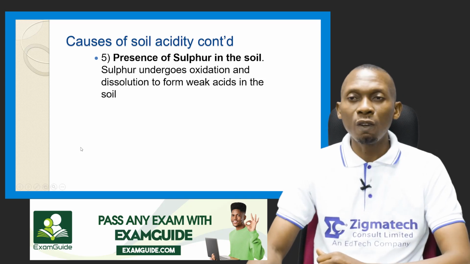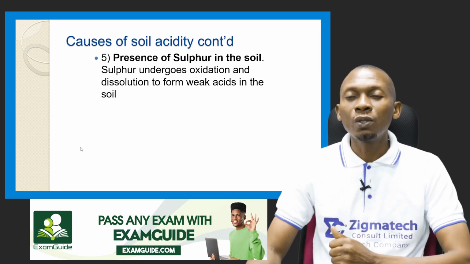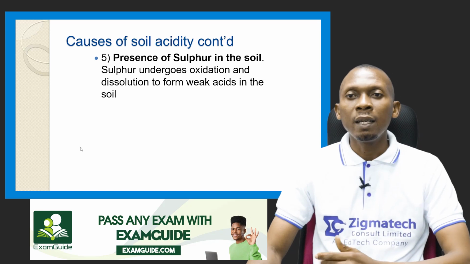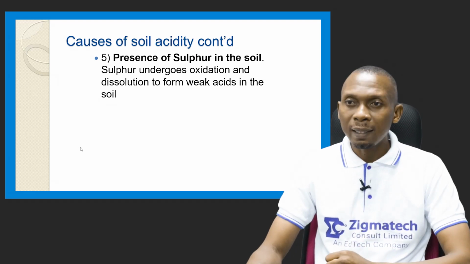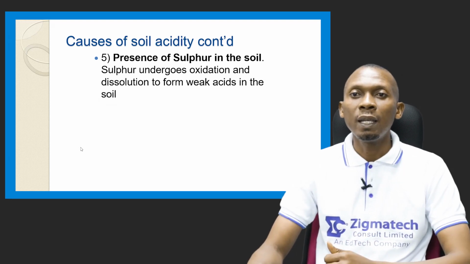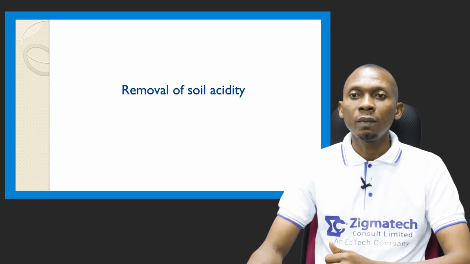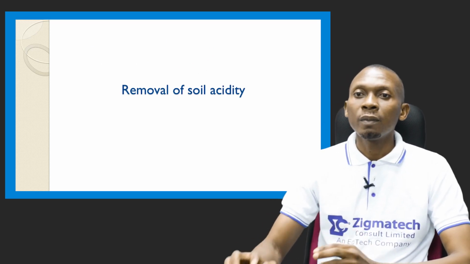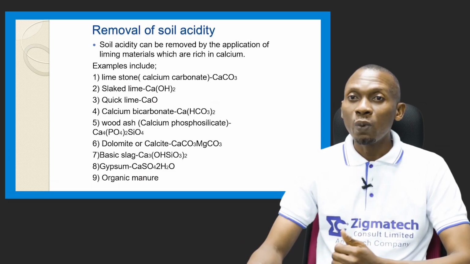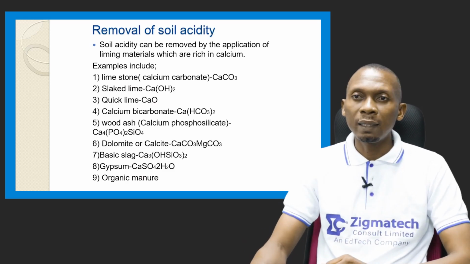The presence of sulfur in the soil can also lead to soil acidity. Now, sulfur undergoes oxidation and dissolution, and this leads to the formation of weak acids in the soil, leading to soil acidity. Now, how can acidity of soil be removed? So let's take a look at the ways by which we can remove soil acidity.